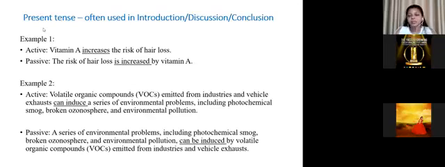It's the process. So in the second one, we are going for the passive construction because we want to give emphasis to the process of hair loss.